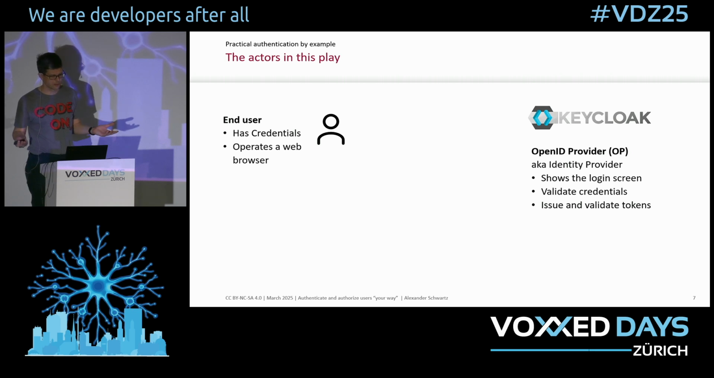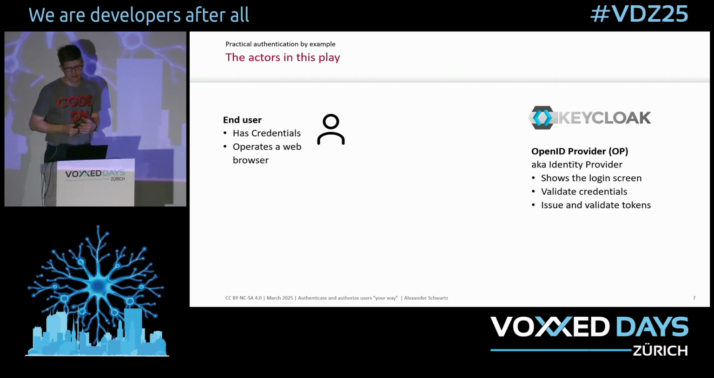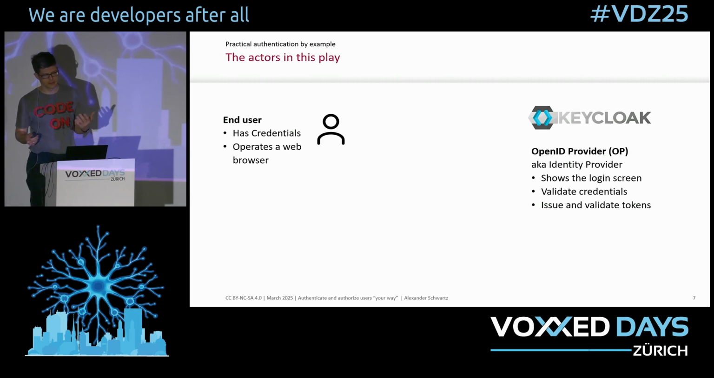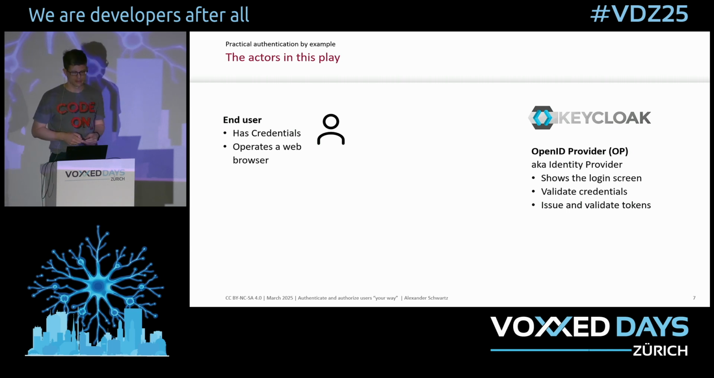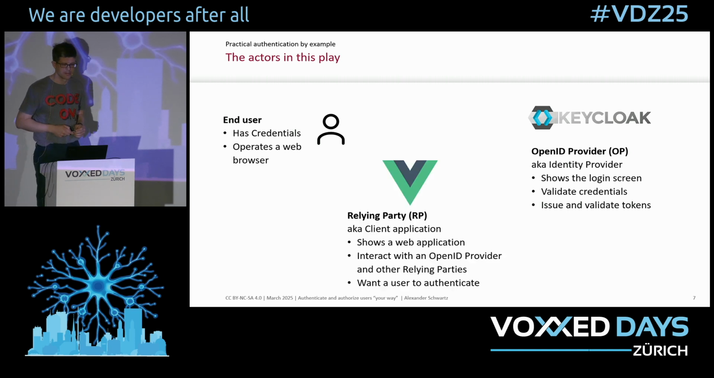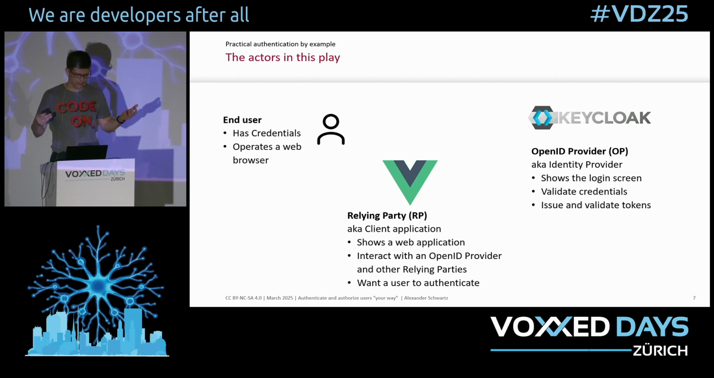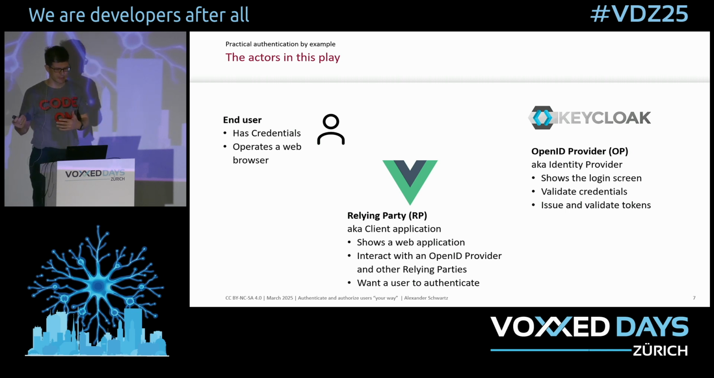You have an identity provider, or OpenID provider, OP was the acronym here. It shows a login screen. It can validate credentials and then issue and validate tokens, which is doing all the hard security stuff, I'd say. And you have a relying party, usually called a client application, that can show a web app, interacts with the OpenID provider and other relying parties, and wants a user to authenticate eventually. So those are the actors.